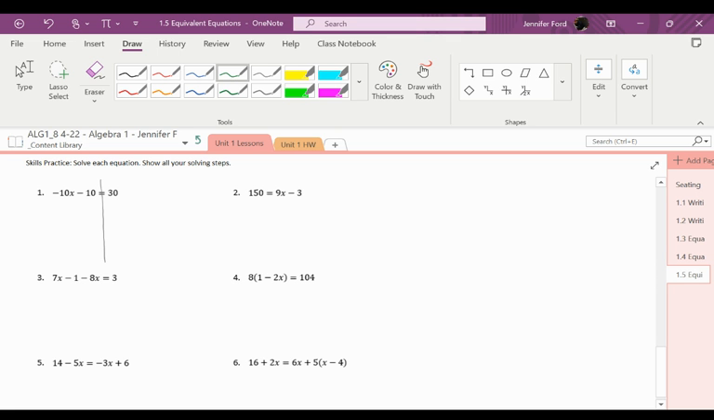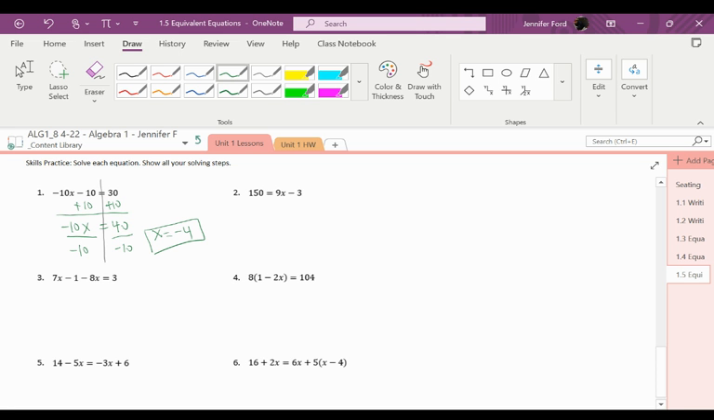So negative 10x minus 10, I'm going to add 10 to both sides because that gets negative 10 plus 10 is 0. So I have negative 10x equals 30 plus 10 is 40. This is multiplication, negative 10 times x. So the opposite of multiplication is division. Divide both sides by negative 10. So then x equals negative 4.